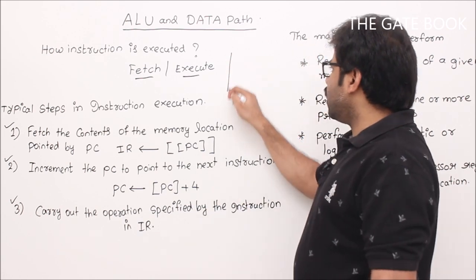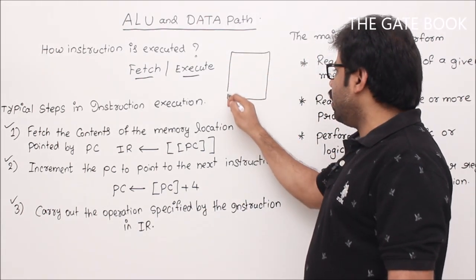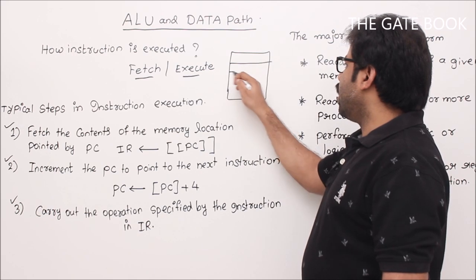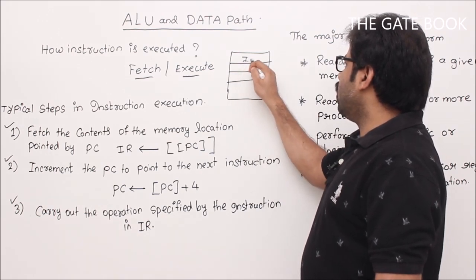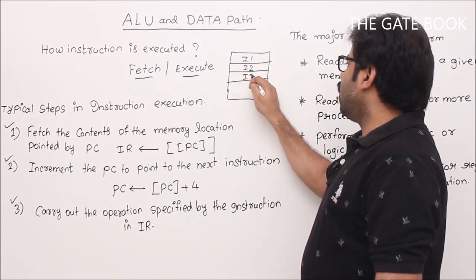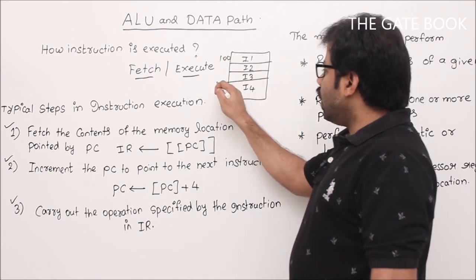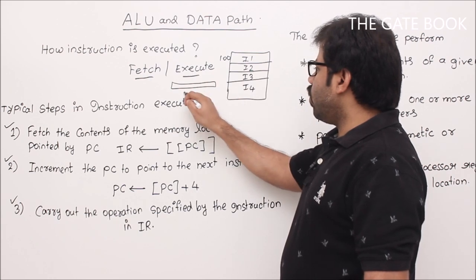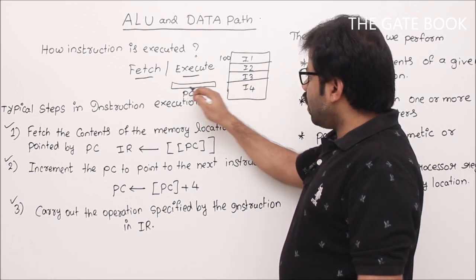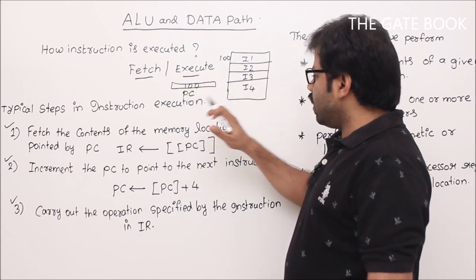So I assume that, let's say, your instructions are already loaded in main memory. Let me store them here: I1, I2, I3, I4. Now the initial starting address is 100. Now there is a register called program counter. That program counter is already stored with 100. Let's say that is the assumption.